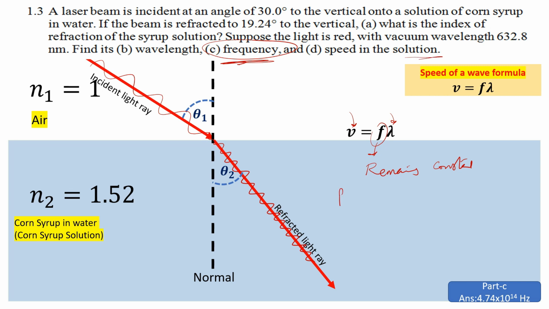So from this formula, frequency equal to V by lambda. As we are calculating here in the second medium, in the syrup solution, we write V2 and lambda 2. V2 just now we got 1.98 into 10 to the power of 8 meter per second, whereas the wavelength we got 417 nanometer. Nano means 10 to the power of minus 9. So we get the answer as 4.74 times 10 to the power of 14. So the unit for the frequency is hertz.